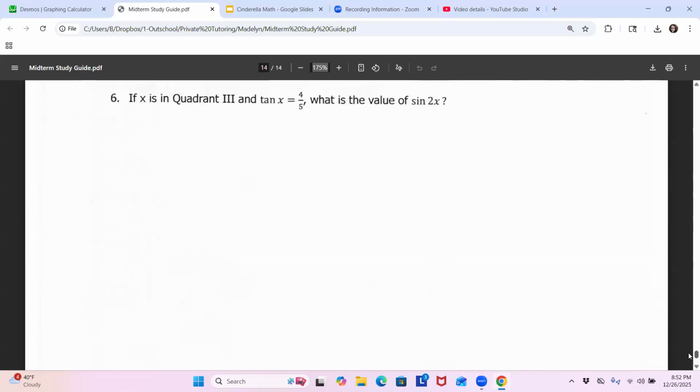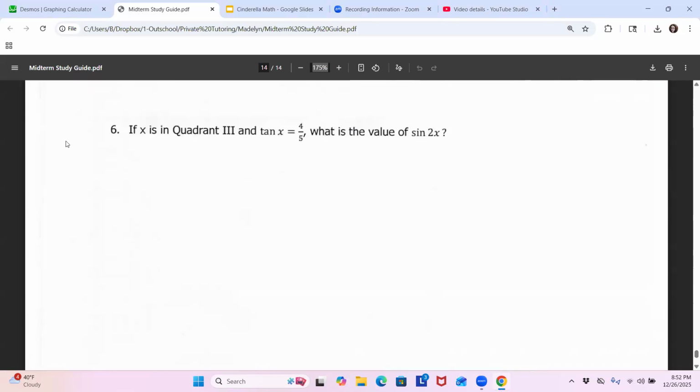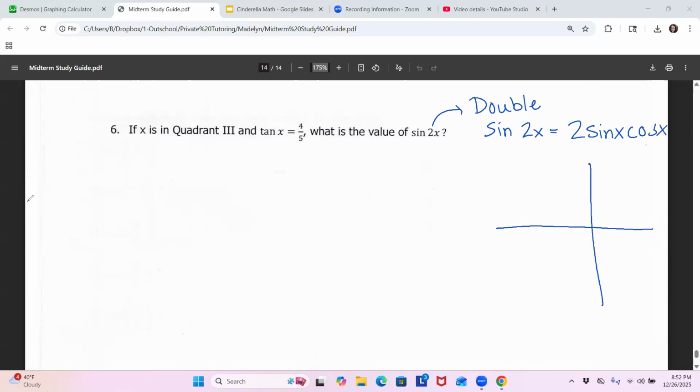Last question. Woohoo. If x is in quadrant 3 and tan is blah, blah, blah, what's the value of sine of this? So you're going to come to that cheat sheet again, and you're going to come to double angle for sine of 2x. We already used this one earlier. Sine of 2x is 2 sine x cos x. And we are in quadrant 3, so there's no plus or minus, it's fine.